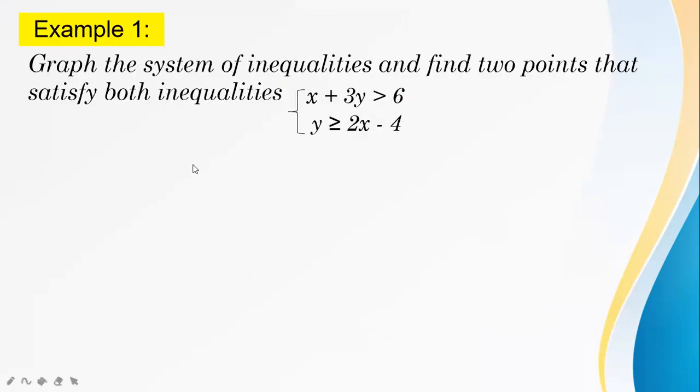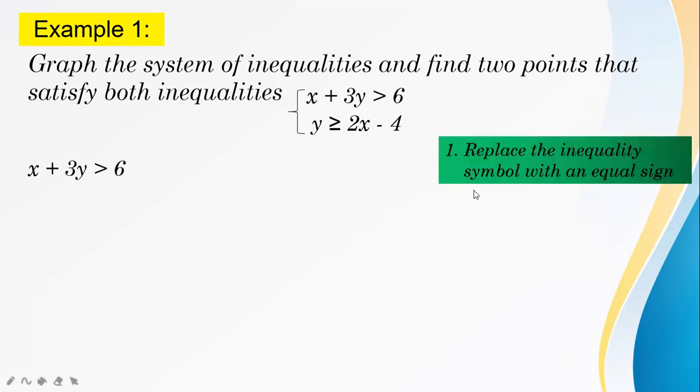Now we have example number one. Graph the system of inequalities and find 2 points that satisfy both inequalities. So this will be our given example: x plus 3y greater than 6 and y greater than or equal to 2x minus 4. This will be our first inequality. First step, replace the inequality symbol with an equal sign. So change this inequality sign to an equal sign. So this will be your answer: x plus 3y equals 6.